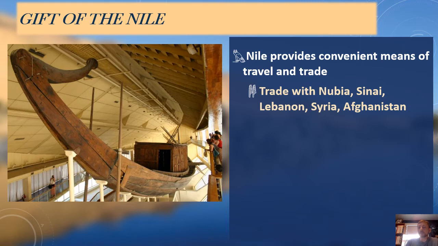The Egyptians do not hide in Egypt as we once thought. We thought they were sort of isolated and they just stuck to themselves. But in fact, they do travel. They do trade quite a bit. Nubia to the south, the Sinai Peninsula, Lebanon, Syria, even as far away as Afghanistan, they get trade goods, prize materials that they want and like.